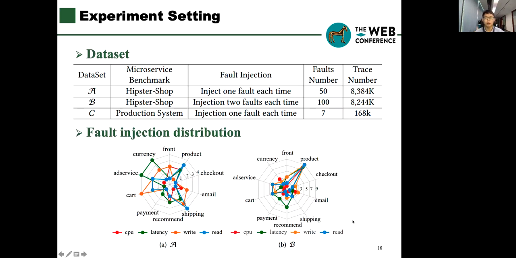In the experiment, we test MicroRank on three datasets. Datasets A and B are based on a widely used microservice benchmark, Hipster Shop, which is open-sourced by Google, to simulate latency issues. We inject four types of faults. The radar map shows the distribution of CPU, network, I/O read, and I/O write faults. Dataset C is based on a production system from China Mobile, Zhejiang, and has 7 faults in the real system.